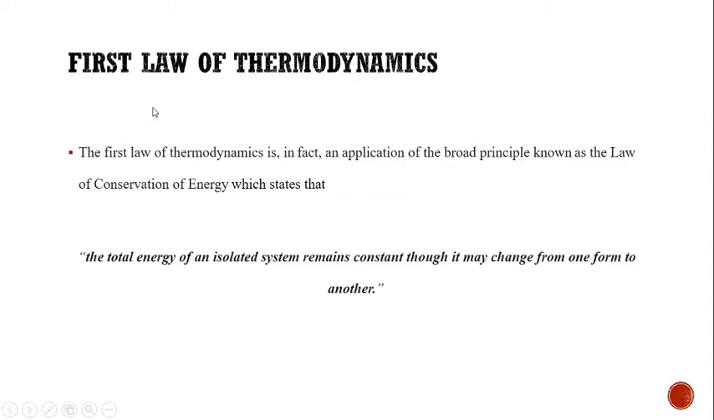First law of thermodynamics. So this is the last topic of our today's lecture. The first law of thermodynamics is basically a broad principle of the law of conservation of energy. It states that the total energy of an isolated system remains constant, though it may change from one state to another. When a system changes from one state to another state, the total energy of the system is constant according to the first law of thermodynamics.